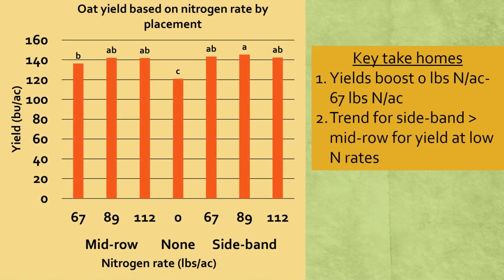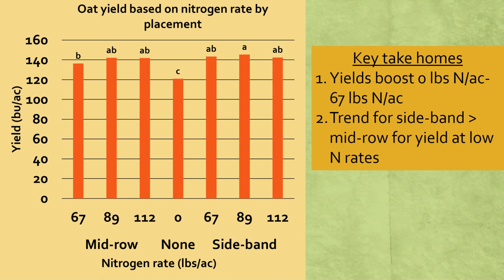So now we're going to shift gears a little bit, moving away from that interaction between nitrogen rate and research location, and now looking at the interaction between nitrogen rate and nitrogen placement. So what can we draw from this slide? First off, this reinforces what we saw previously, that there's that significant yield benefit by adding that first 67 pounds of nitrogen, but afterwards, as you increase that rate, there was no significant yield difference.